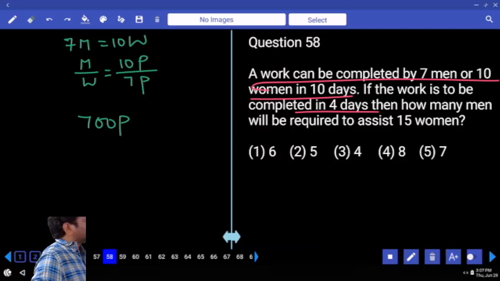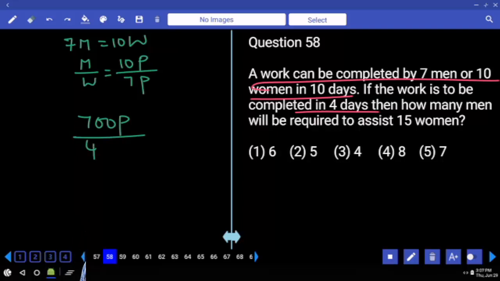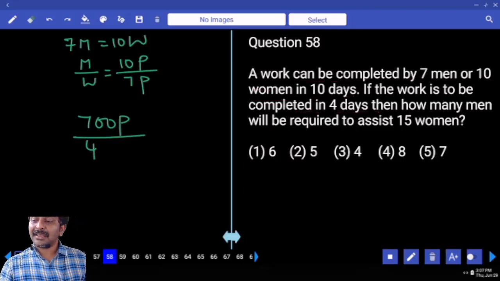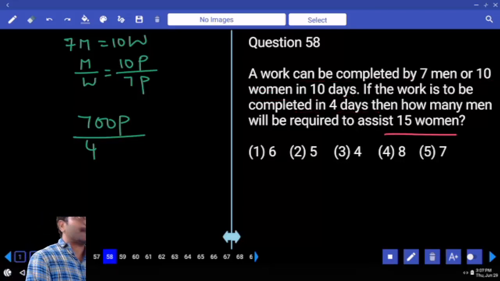Even with respect to women you will get the same. One woman will do 7 parts. In the first case there are 10 women, so 10 women will do 70 parts per day. They need 10 days, that means 700 parts. That is the total work. That work we need to complete in 4 days, that means per day we have to do this much work, divided by 4.